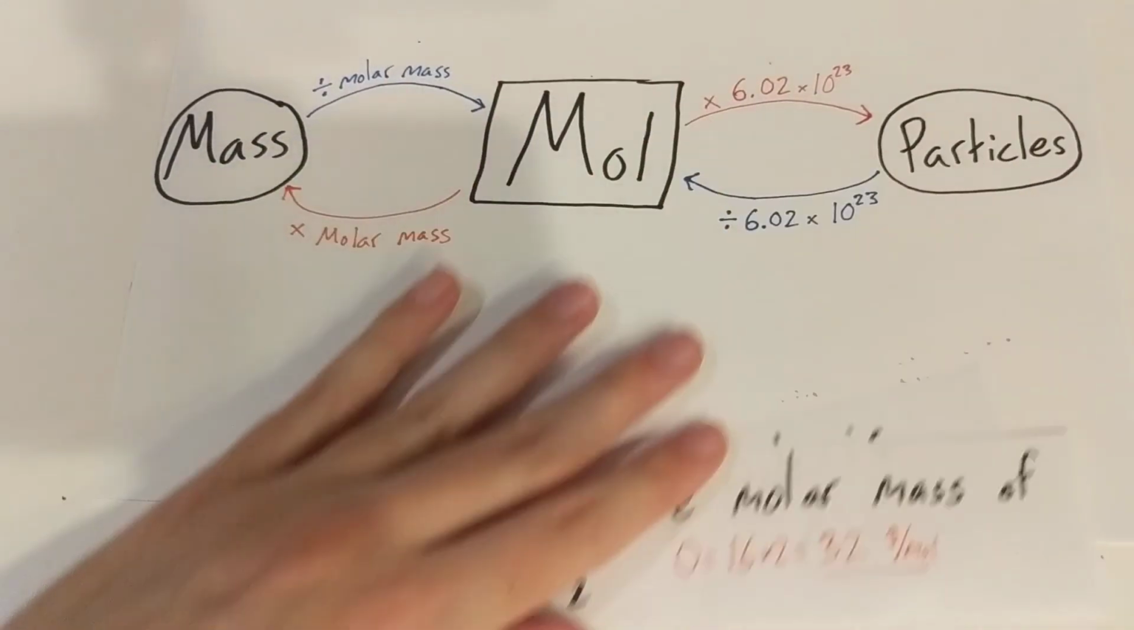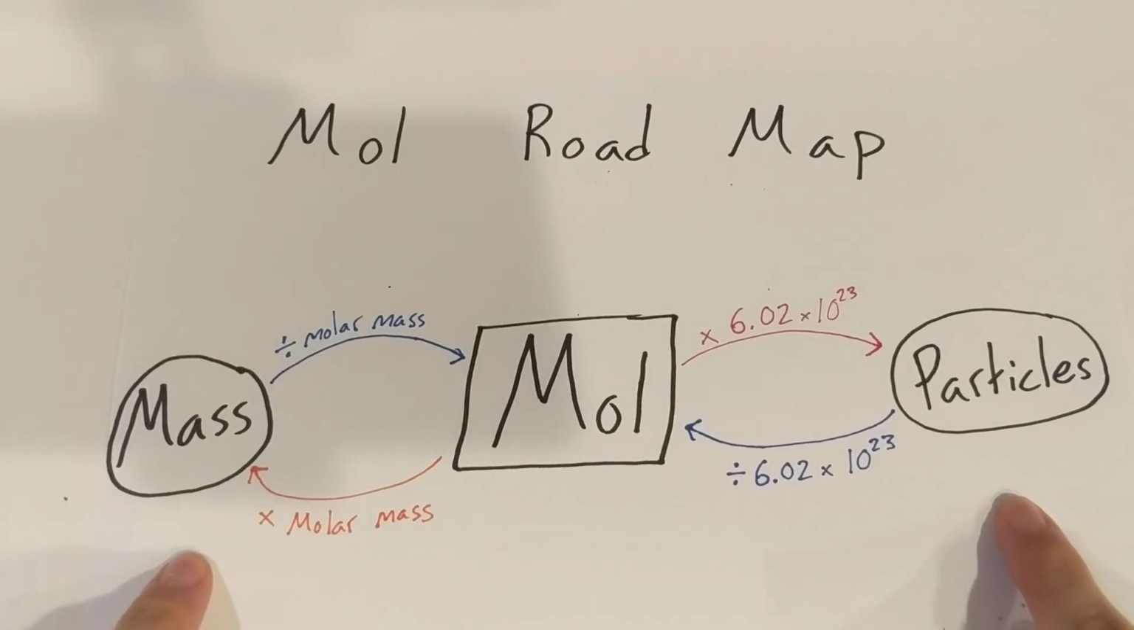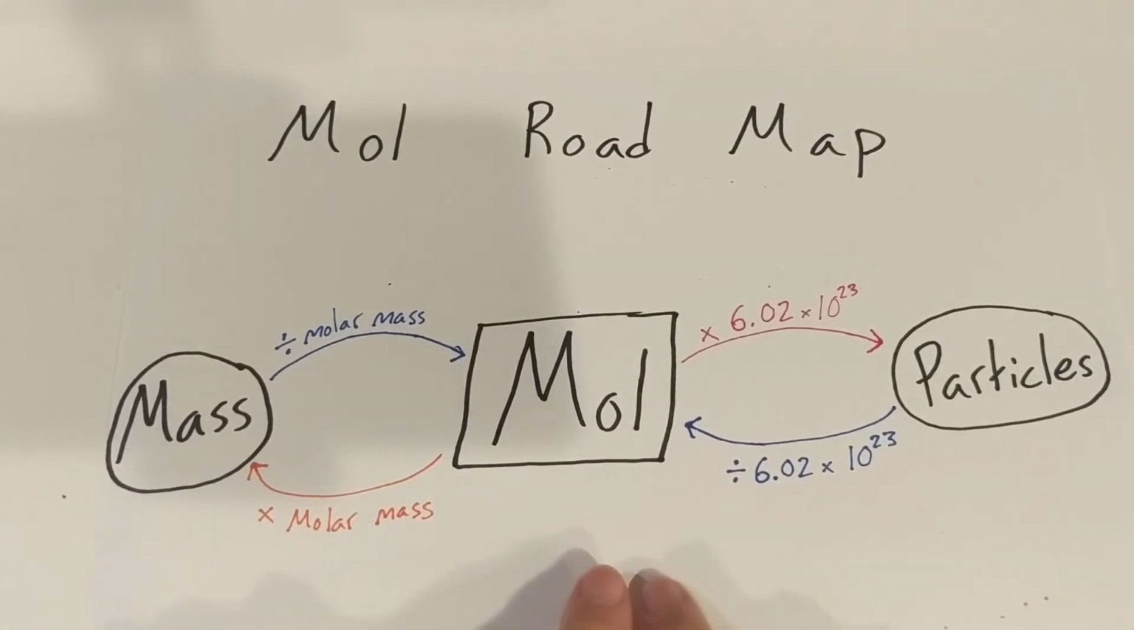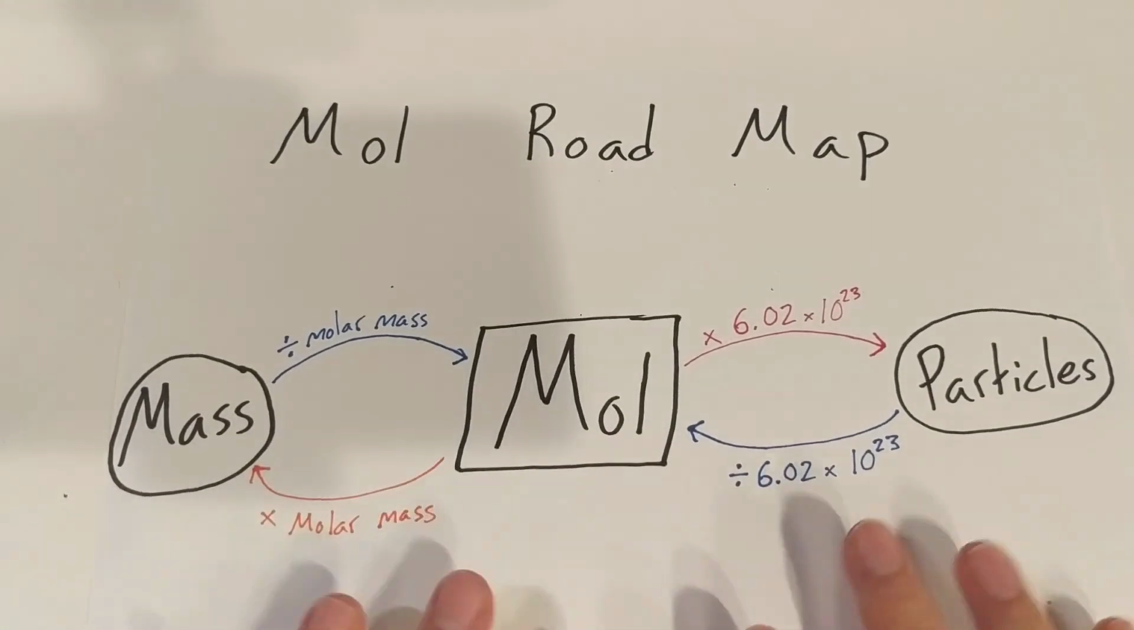All right, I'm hoping this helps. I want to make sure everyone has this diagram in their notebook, because this will help out a lot, because I know some of us struggle with knowing what to do with our conversions. So make sure this is in your notebook.